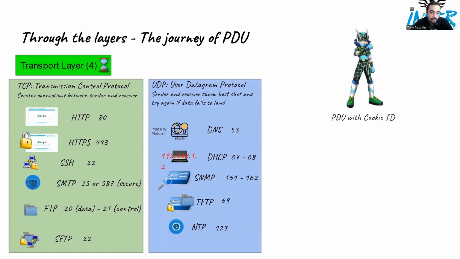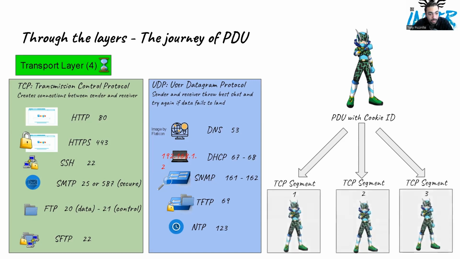Remember our PDU with its cookie ID? Well, since it's using the HTTPS protocol, it's going to use the TCP protocol. As a TCP protocol, the transport layer is going to split the PDU into different TCP segments. The segments will be labeled with sequence numbers, so when they reach the web server, it will know which order to accept the TCP segments.